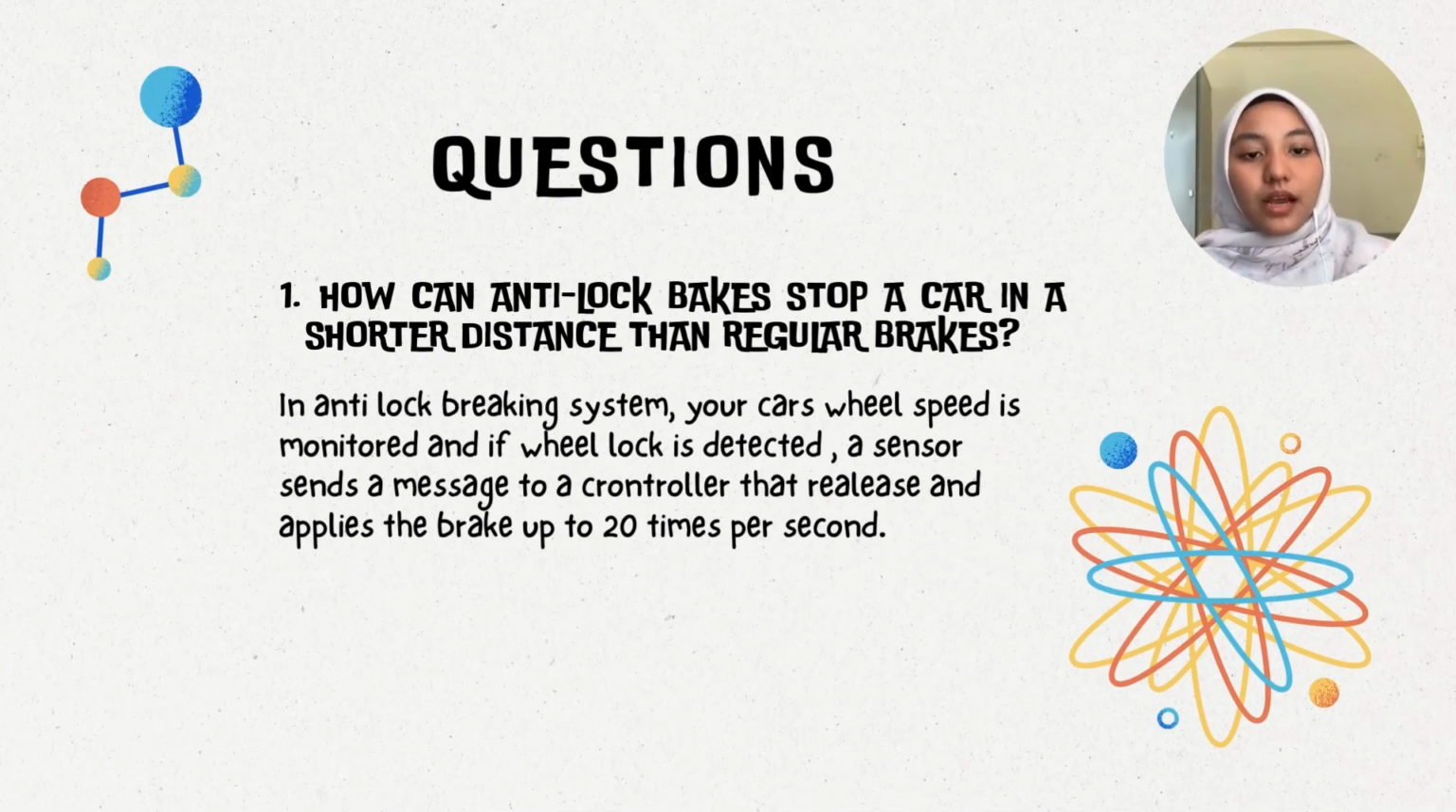Question number 1. How can anti-lock brakes stop a car in a shorter distance than regular brakes? In an anti-lock braking system, your car wheel speed is monitored, and if wheel lock is detected, a sensor sends a message to a controller that releases and applies the brake up to 20 times per second.